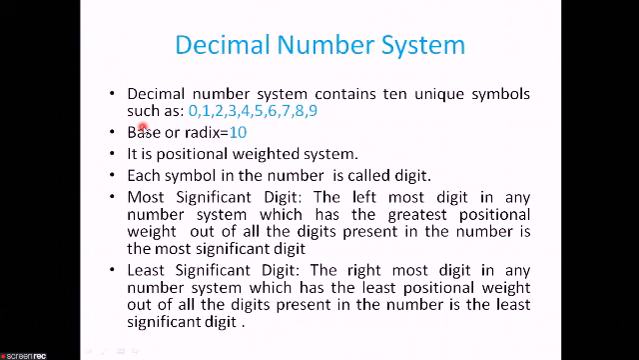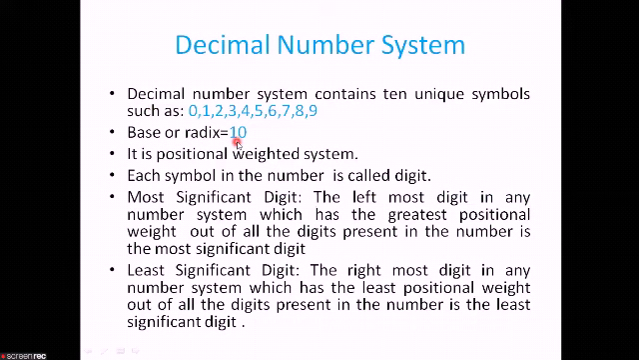The decimal number system is the most common or familiar number system. The first point is that the decimal number system contains 10 unique symbols. What are the symbols? 0, 1, 2, 3, 4, 5, 6, 7, 8 and 9, that is starting from 0 to 9. These are the unique symbols for symbolizing the decimal number system. As there are 10 symbols, that's why the base or the radix is 10.